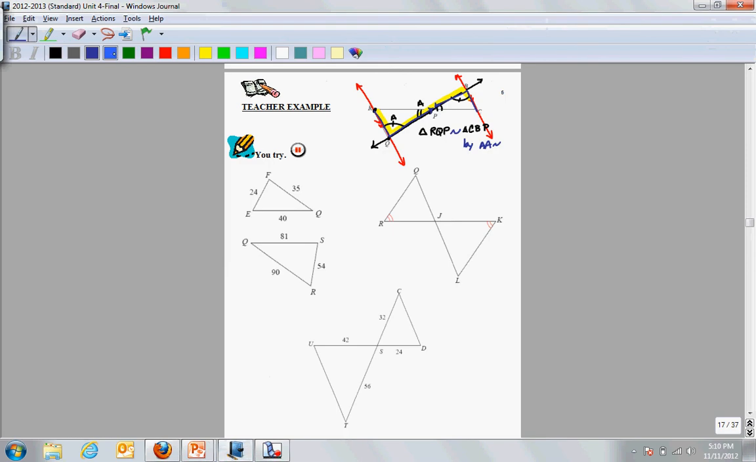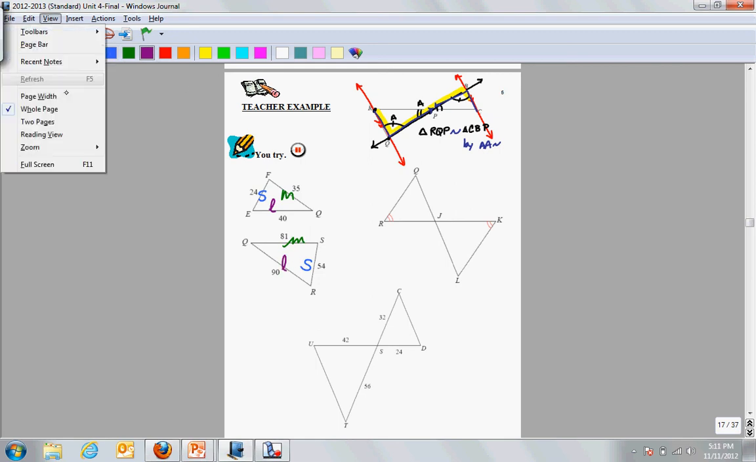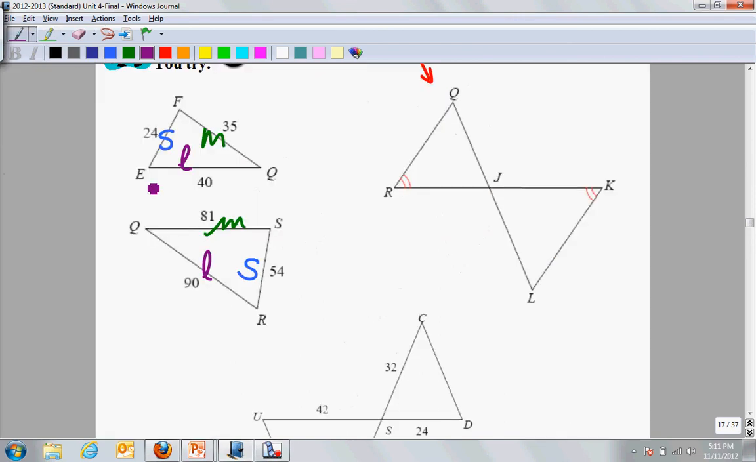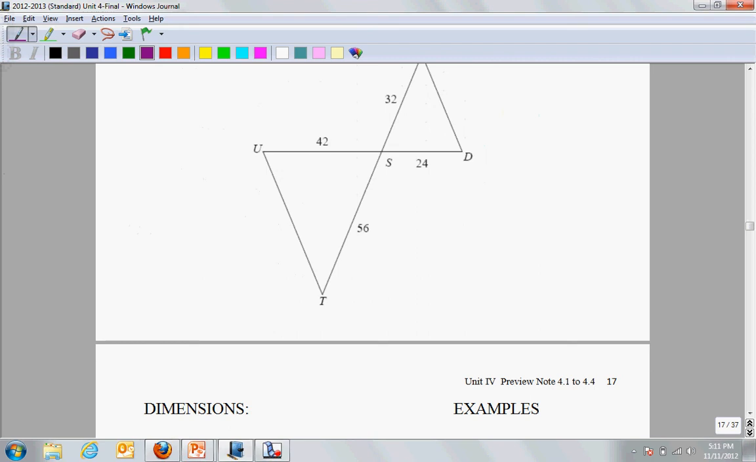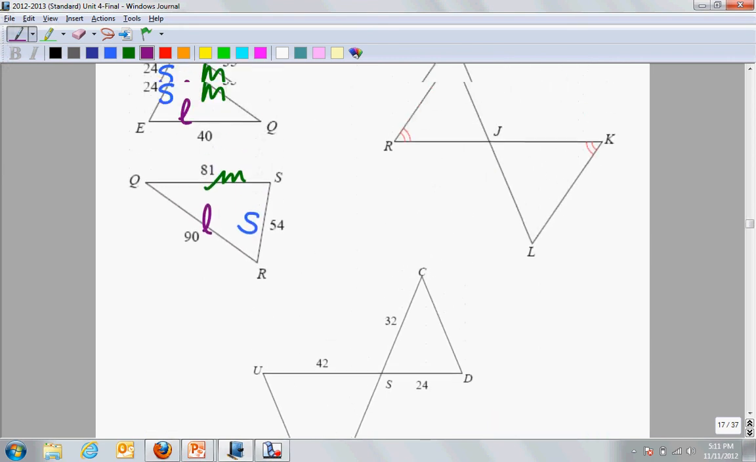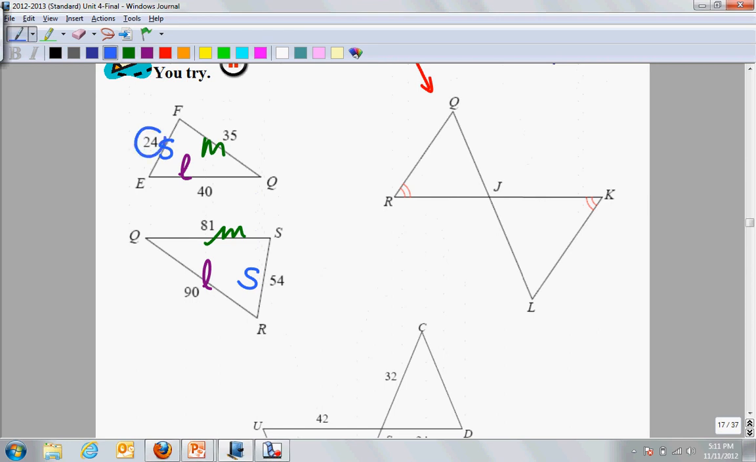Okay, let's see how you did. Well, here, let's check our proportions. We have our short side, our medium side, and our long side. And over here, there's our short side, our medium side, and our long side as well. So here we're going to go short to short. So short to short, we have 24 to 54. 6 goes in here 4 times, and 6 goes in here 9 times. So it's a 4 to 9 scenario.